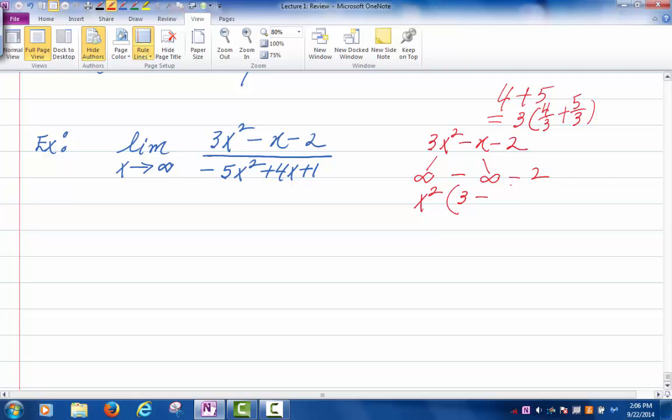So if I factor out x squared, then from the first term I get 3. From the second term I'm going to get 1 over x, right? Because I'll be dividing x by x squared. And in the third term I'll be dividing 2 by x squared. So this is what we would be obtaining.